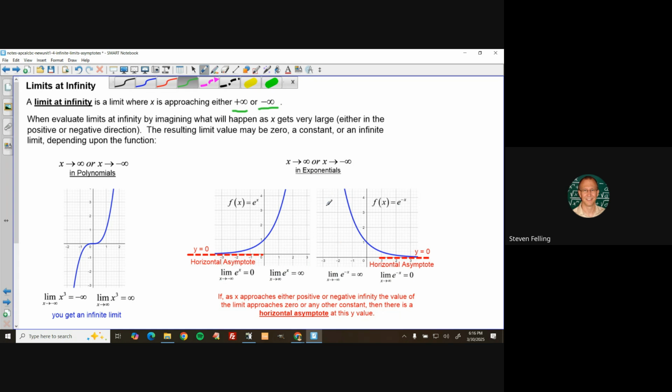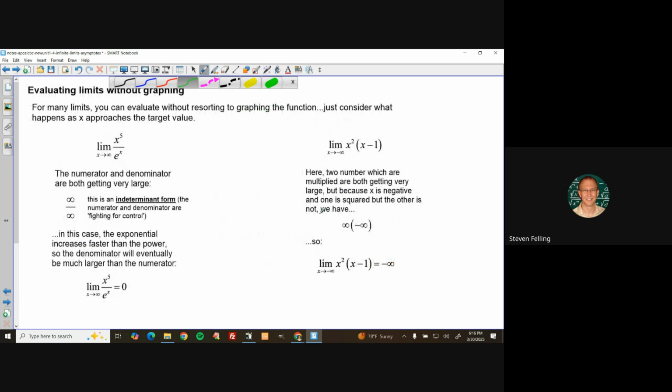Okay. So can you evaluate limits without graphing? Sometimes you can, if you understand the behavior of the underlying function. So let's say, for example, we have the limit as x approaches positive infinity of x to the fifth over e to the x. In this case, both the numerator and the denominator are going to infinity. So this is like an infinity over infinity, which is what's called an indeterminate form, because we could have something like this.